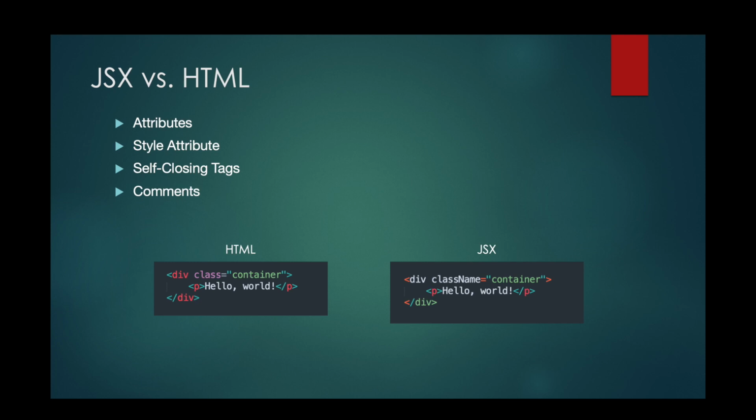So if you look at the HTML here, we have a div with class container, and we put a paragraph tag with hello world inside it and close the div. In JSX, we don't have class, we have className equal to container and <p>Hello world</p>.